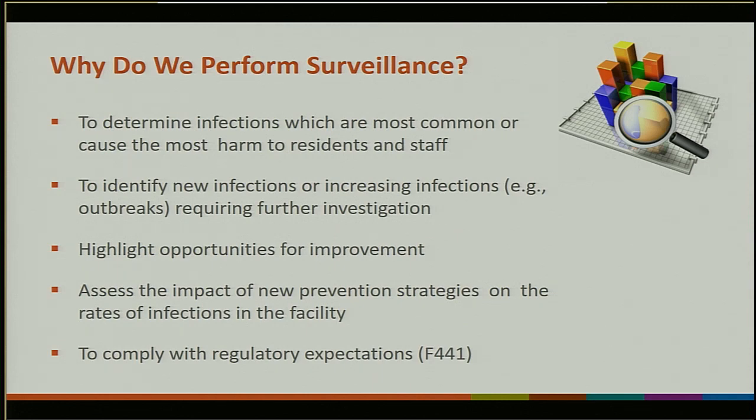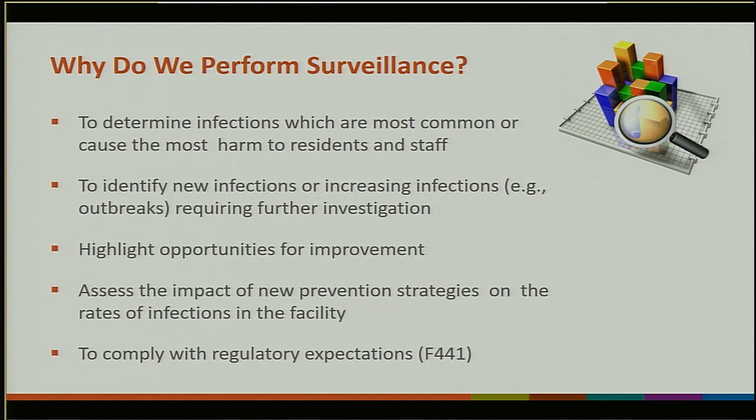And then also highlighting opportunities for improvement. If you know that you have a problem with catheter-associated UTIs and you have the data, then hopefully your administrators, your powers that be, are going to give you the resources, staff-wise, financial-wise, to put prevention processes in place. But you need that data.